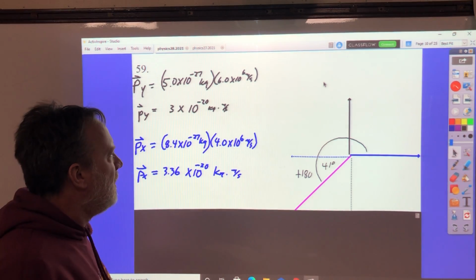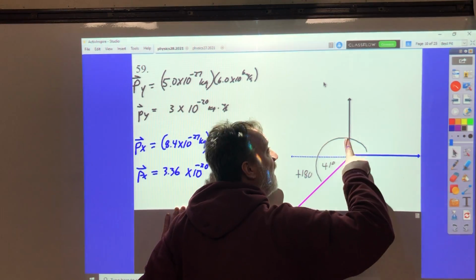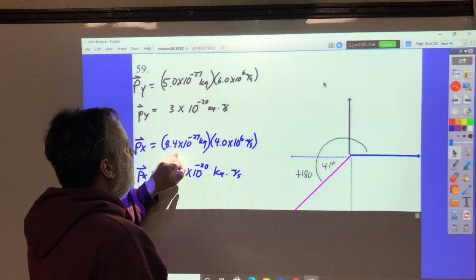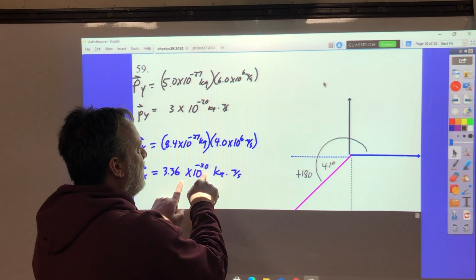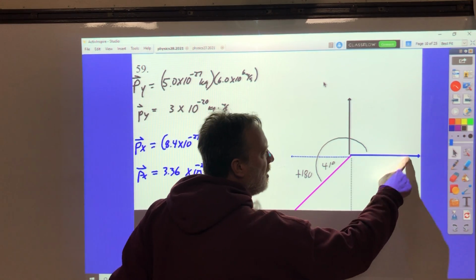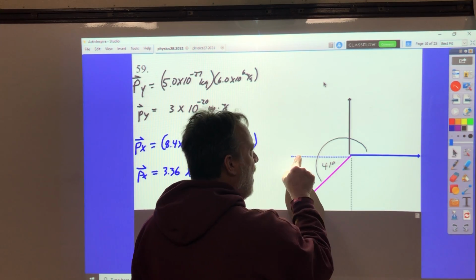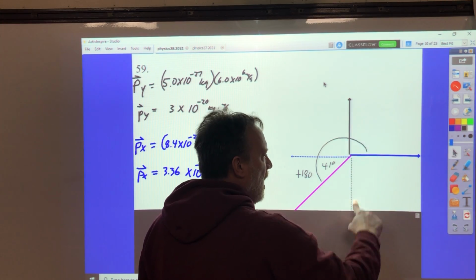Because it's really fast, relativity comes into play. Okay, so with the x, you've got the momentum this way in the y, and the momentum this way in the x. So you've got to multiply mass times velocity. There's 3.36 times 10 to the minus 20th kilograms times meters per second. So to get this piece, you've got to go out this far, the opposite of that one, and down this far, the opposite of this one.